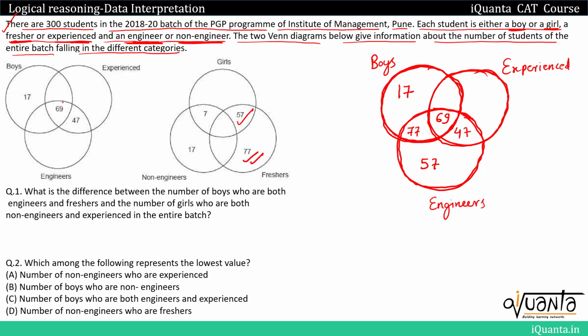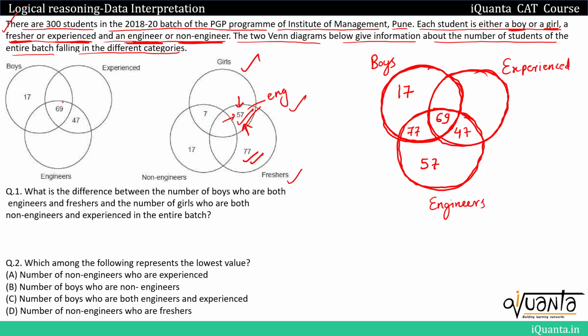Then let us find out what is this 57 from the second Venn diagram. 57 is common to the region of girls. It is common to the region of freshers, but it is lying outside the set of non-engineers. So that means these will be engineers. So we are talking about girls, engineers and freshers. In the Venn diagram that we have drawn, let us find out girls, engineers and freshers.